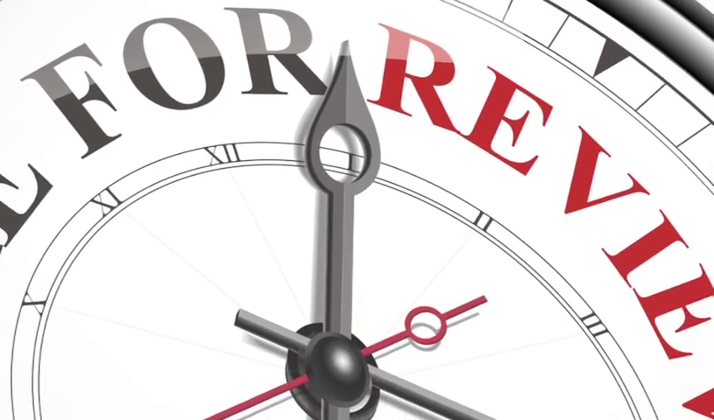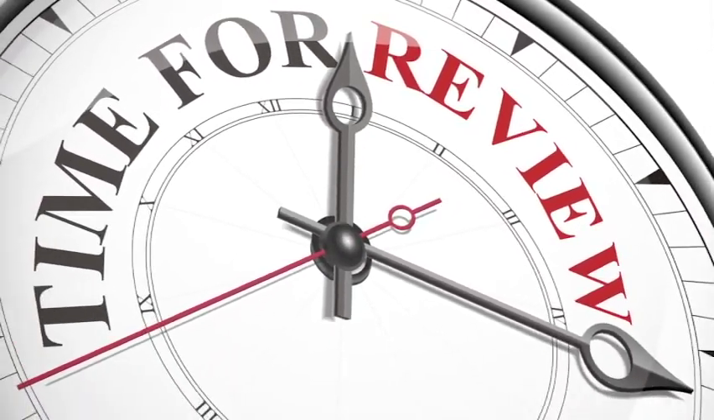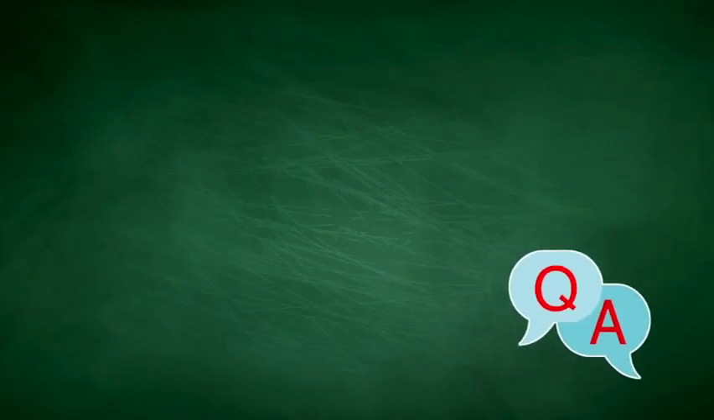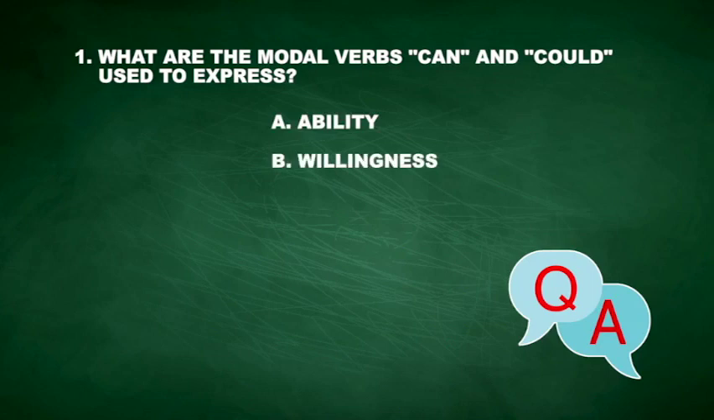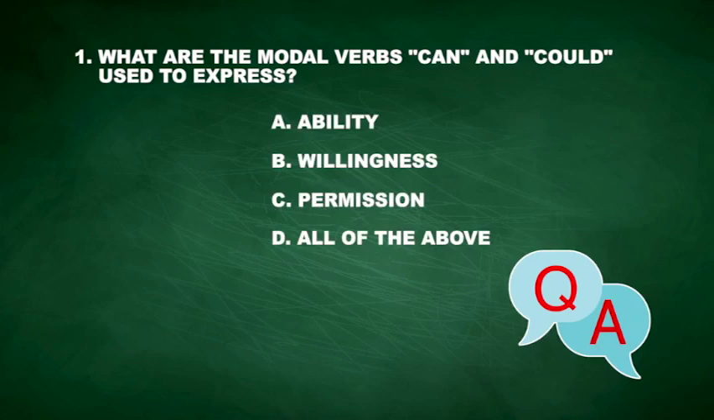Let's review what we have learned about the modal verbs can and could. Question 1. What are the modal verbs can and could used to express? A. Ability. B. Willingness. C. Permission. D. All of the above. The correct answer is D. Can and could are used to express ability, willingness, and permission.